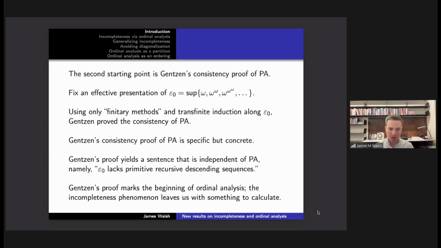The image that is painted by this is that the incompleteness theorem isn't just some morass, it's leaving us with something to calculate. So when you approach a new system, there's something to determine, which is how much do I have to assume in terms of transfinite induction? How much transfinite induction do I have to assume to prove the consistency of this system? So that's the idea of ordinal analysis.